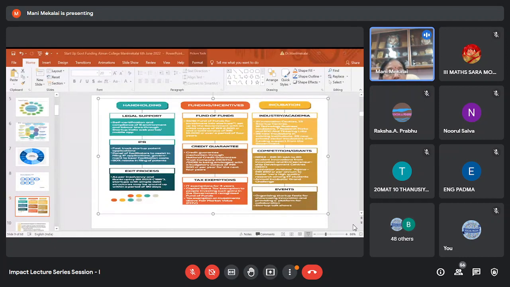Then exit process. Whenever there is an issue of industry being declared as sick, you can approach the government, and there are a number of schemes where the sick industries will be revived and support system will be provided. So this is what I mean, the handholding, where legal support, IPR and exit process support will be provided. The next component is the funding or incentives.